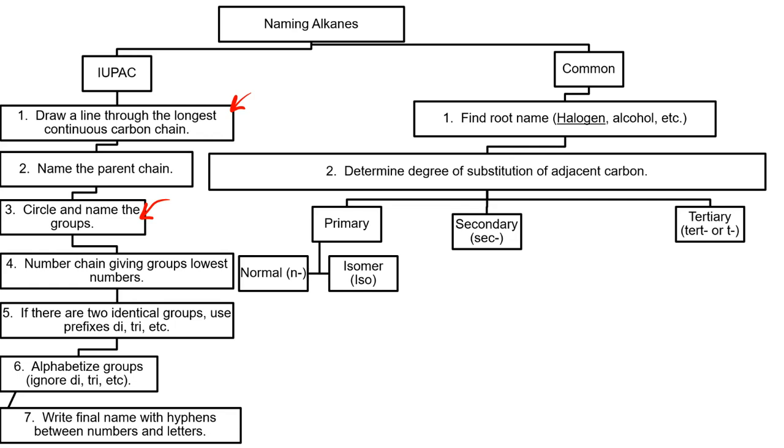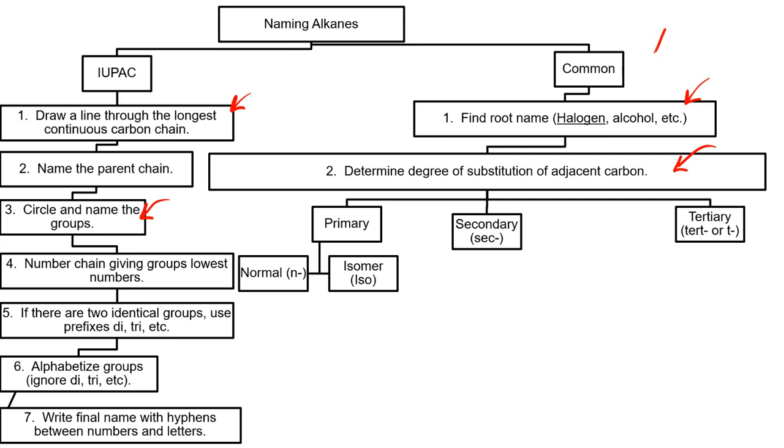In common naming, we're going to flip the order in which we do these things, and instead we're going to first look for functional groups that are on the molecule and make those the root name, the parent name, if you will, of the molecule. And then the alkyl chain becomes the group that is coming off of that root, and we need to figure out its degree of substitution. We're going to focus on that in a second.